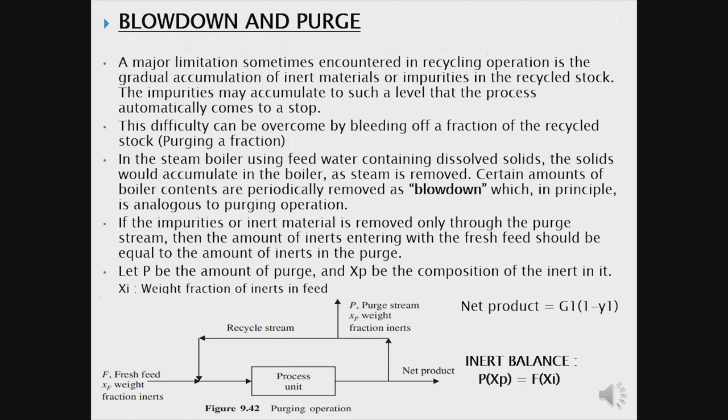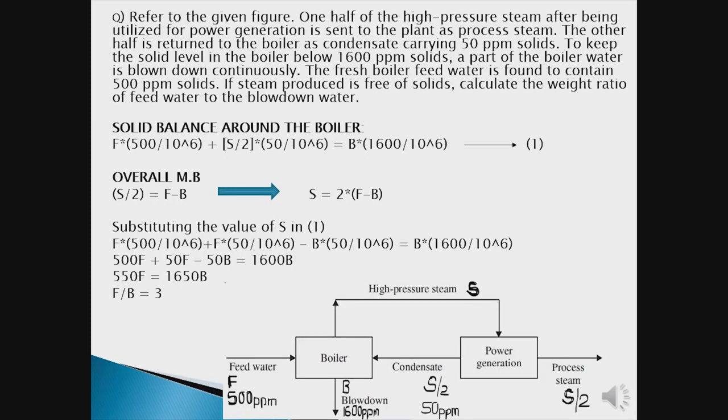Now finally, talking about the last question of this module, refer to the given figure. One half of the high pressure steam, after being utilized for power generation, is sent to the plant as process steam. The other half is returned to the boiler as condensate carrying 50 parts per million solids. To keep the solid level in the boiler below 1600 ppm solids, a part of the boiler water is blown out continuously. The fresh boiler feed water is found to contain 500 ppm solids. If the steam produced is free of solids, calculate the weight ratio of feed water to the blown out water.